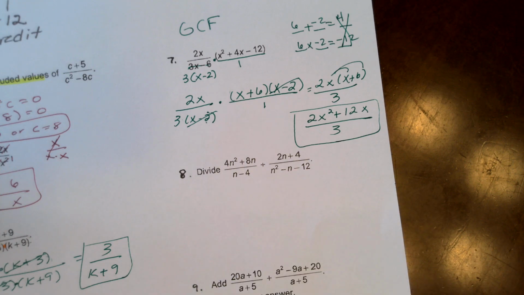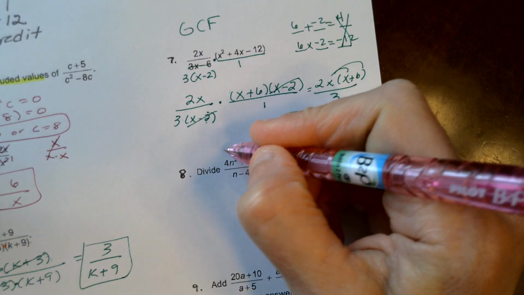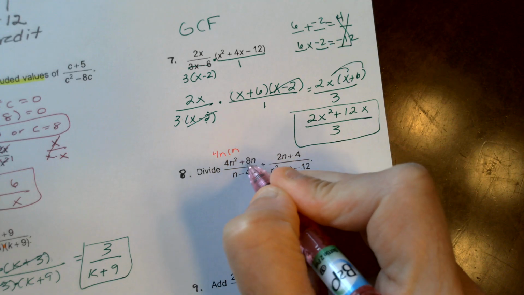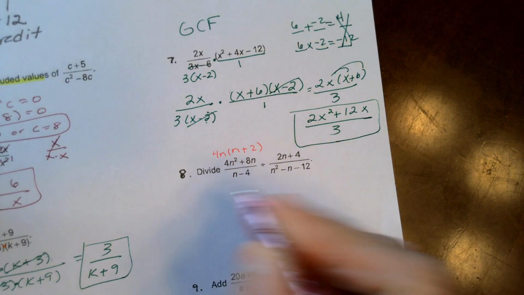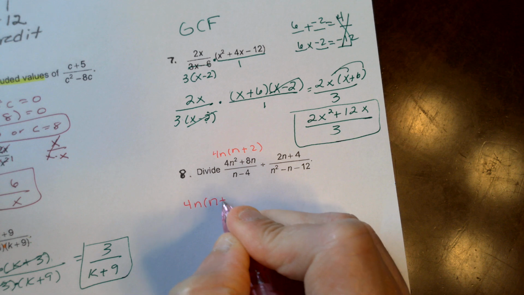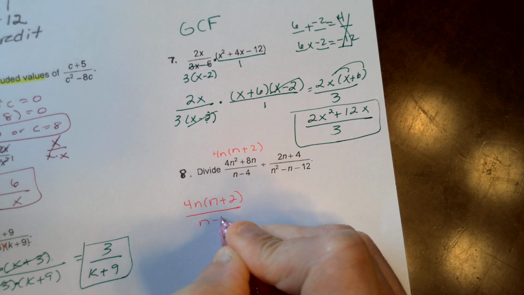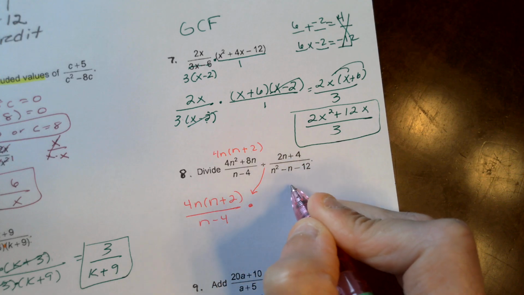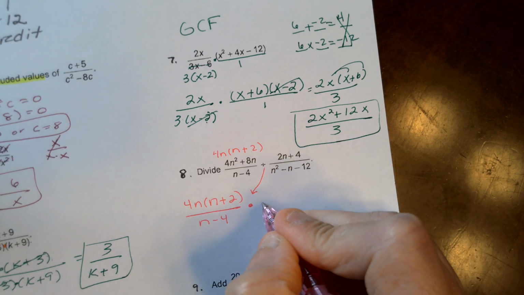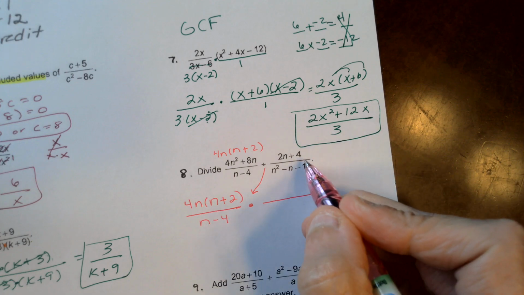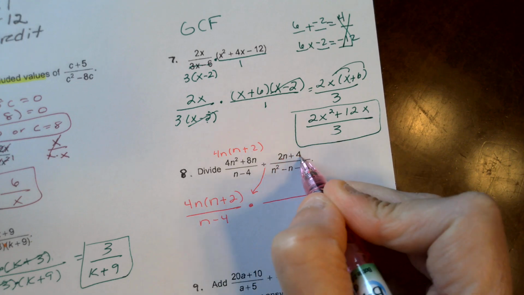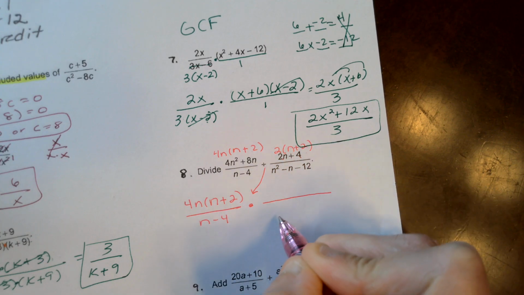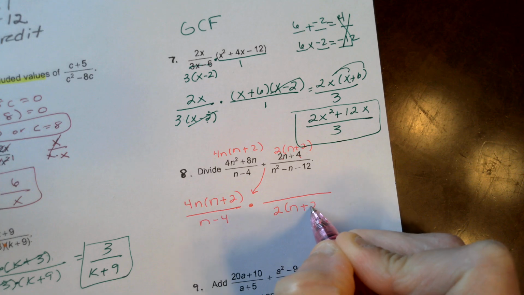N minus 4 cannot be, but the top here I do see a GCF of 4n. And what is left then? If I take a 4n out, I have an n plus 2. So I'm going to rewrite that 4n times n plus 2 all over n minus 4. Keep, now I'm going to change and flip this. Okay, but again, I want to kind of factor at the same time so I don't have too much going on. So if I look up here, what can I factor out? 2, and what's left? N plus 2. So again, that's going to be on the bottom though, because I had to flip it.